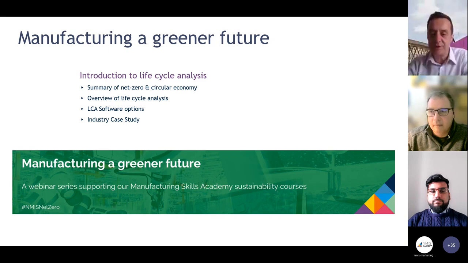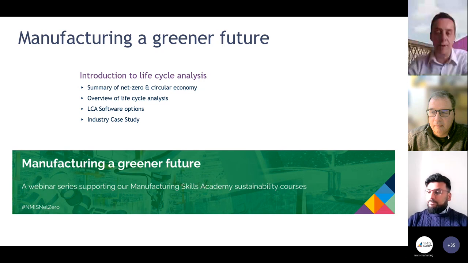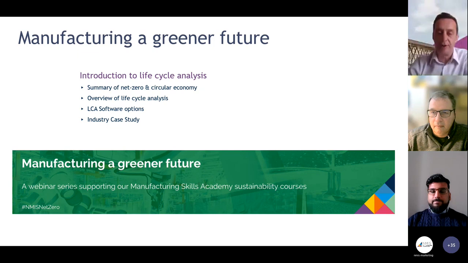And in today's session, we're going to introduce the concept of life cycle analysis and how this tool can be used to determine an organisation's environmental impact across the different stages of their product or process life cycle. We'll take a look at some different LCA software options, and we'll review a case study to show the step-by-step process. These sessions are designed to give you some knowledge to make informed decisions about how your business can navigate the transition to net zero and a more sustainable future.